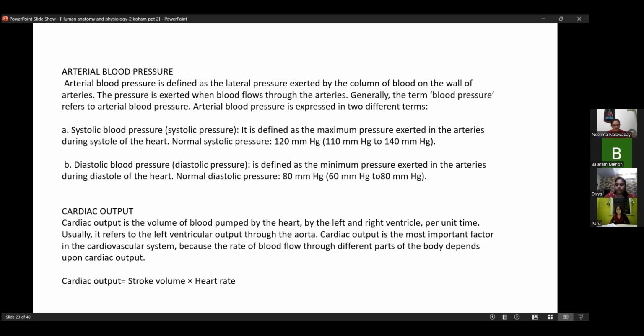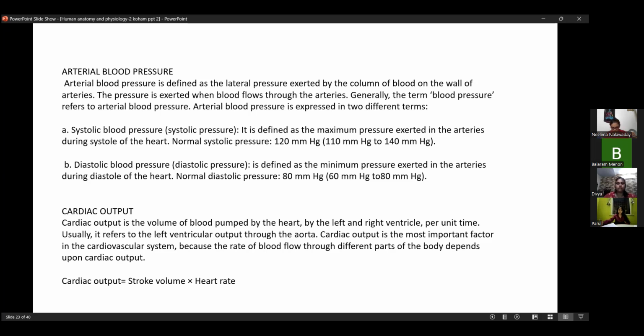And the number of heartbeats per minute is 72. So cardiac output is 5,000 ml divided by 72. That is around 69.44 ml per beat. So what is cardiac output per beat? How much blood is going out per beat?